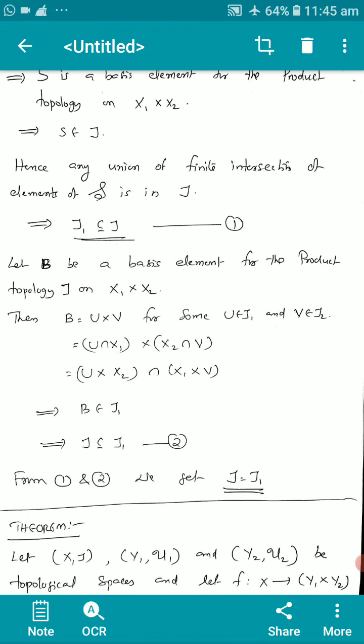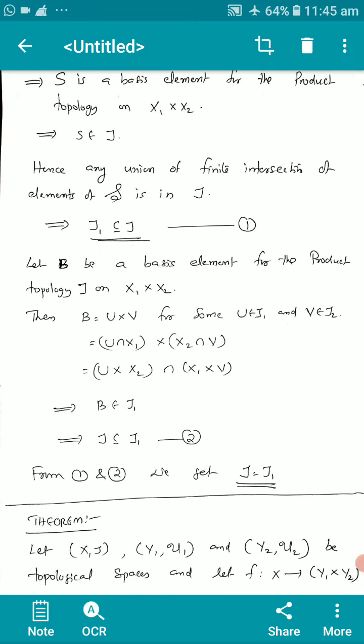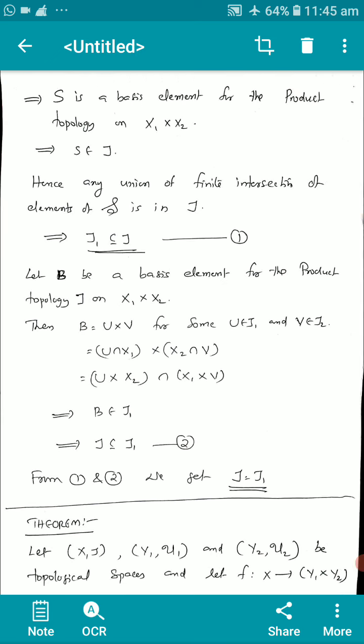What is that actually? What is U? U is nothing but U intersection X1. V is what? V intersection X2. Or U cross V can be written as U intersection X1 cross X2 intersection V. Rewriting, U cross X2 intersection X1 cross V. This implies B is an element of tau 1. Finally we get tau is a subset of or equal to tau 1. That is the second result. From 1 and 2 we get tau equal to tau 1, so equality holds.